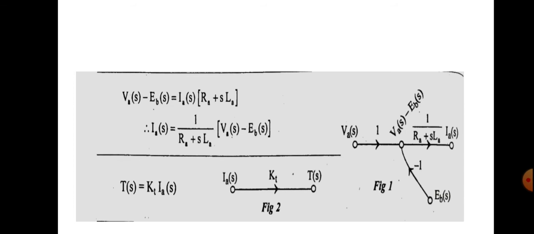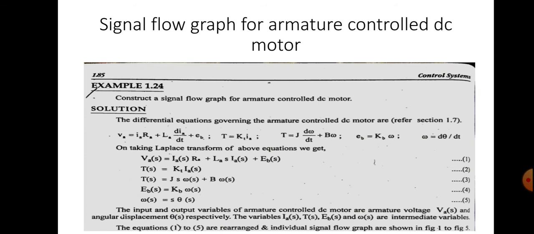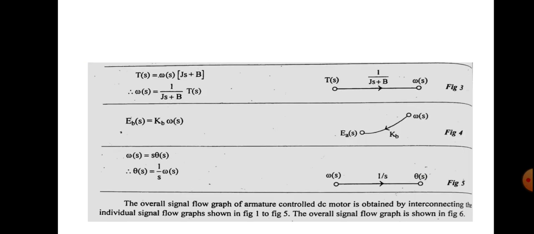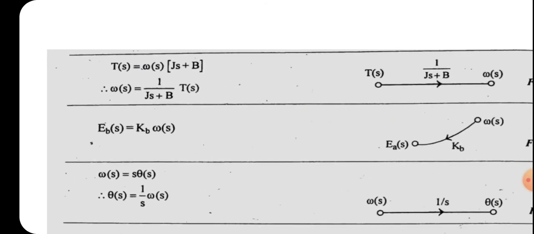Okay, and next we will consider the third equation. In the third equation, T(s) is equal to Js into omega(s) plus B into omega(s). Omega(s) can be taken outside. Okay, so we will get T(s) is equal to (Js plus B) into omega(s). In this case, omega(s) is equal to 1 by (Js plus B) into T(s). That means omega(s) is obtained by multiplying T(s) by 1 by (Js plus B).